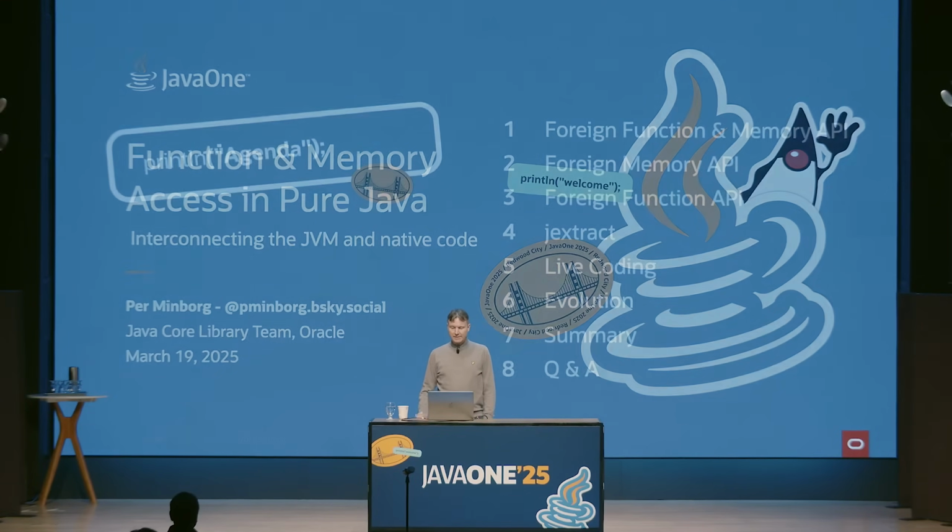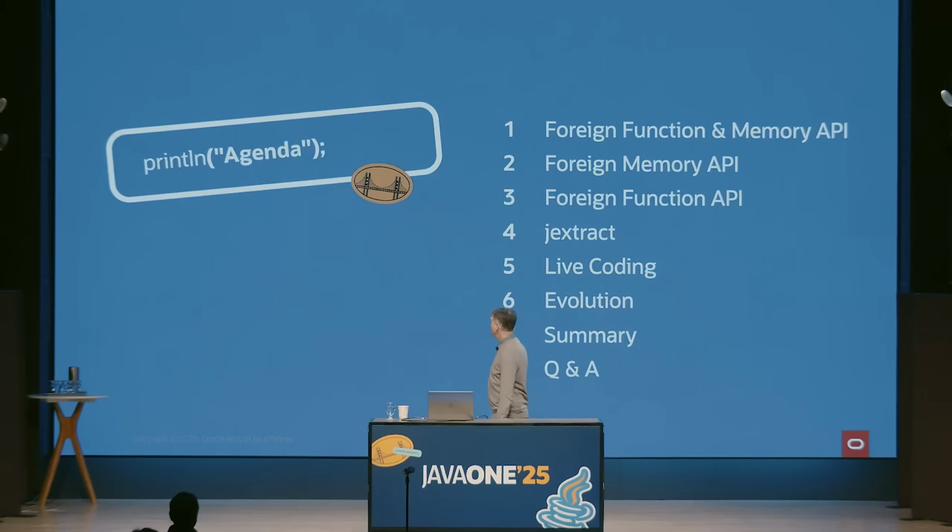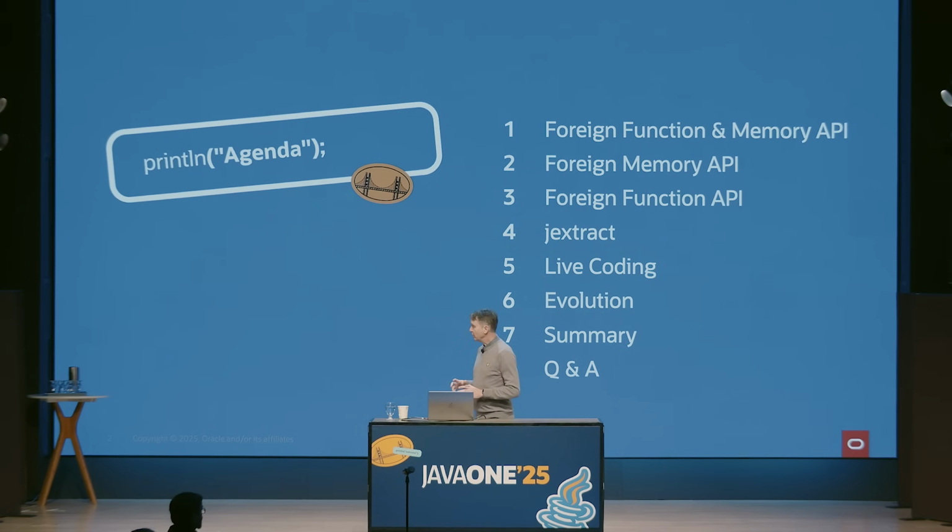And here is the agenda. So we want to talk about something called the foreign function and memory API, which I'm going to call from this point on FFM, or the FFM API. And that is basically two parts. One part is working with memory, and the other part is invoking native functions. And after that, I'm going to talk a little bit about the tool we have that can make automatic bindings of C libraries, so we can get all those foreign functions written for us automatically. That tool is called jextract.